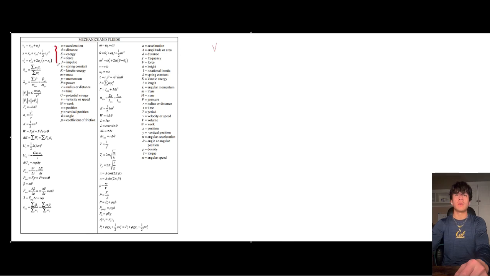The first equation is Vx equals Vx0 plus axt. Your second equation is delta x equals V0t plus 1/2 at squared. And your third equation is v squared equals V0 squared plus 2a delta x.